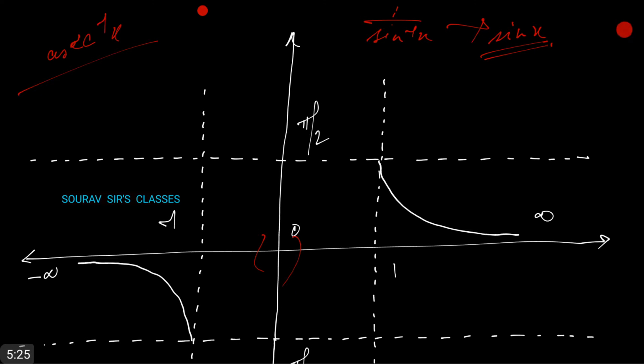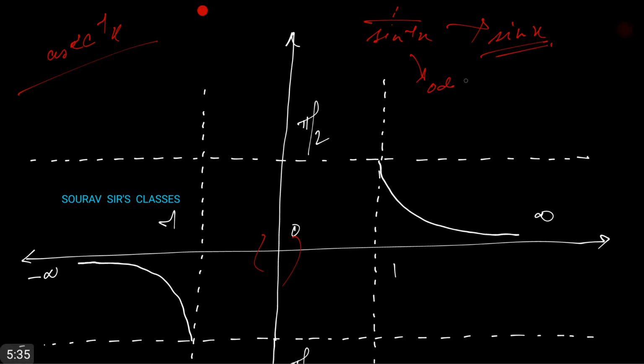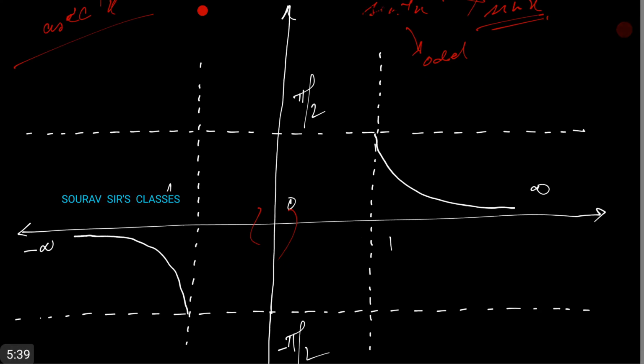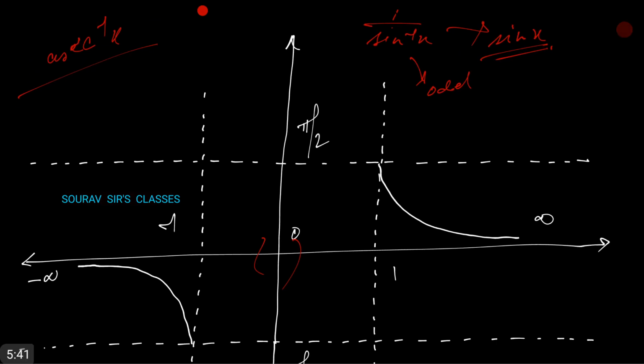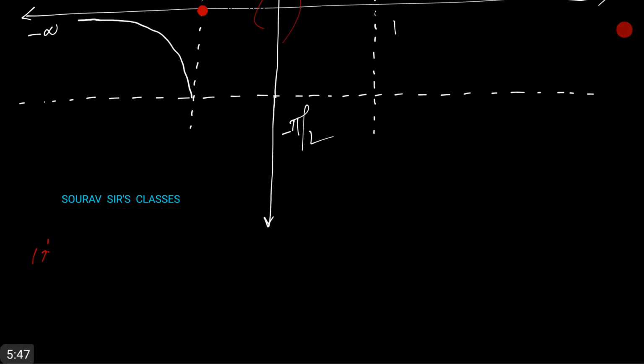Sine inverse x is odd, so sine x should be odd. Alright. And obviously you can say this, how this is even or how this is odd. Alright. So first things first, we'll define by the symmetry what we observe.